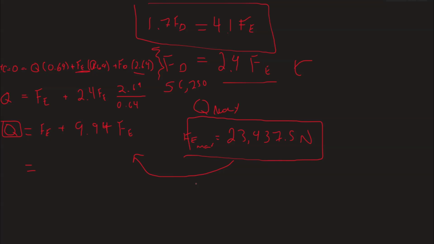I just got a little bit over. Divided by 1,000, so you get kilonewtons. I got 250 Q equals 256.4 kilonewtons. Actually, that looks familiar.